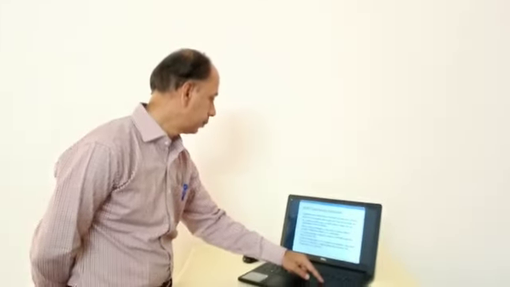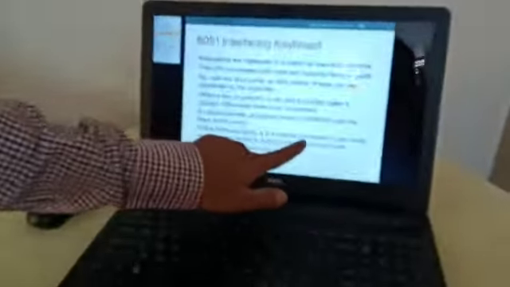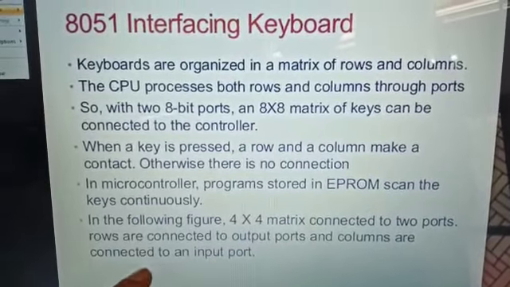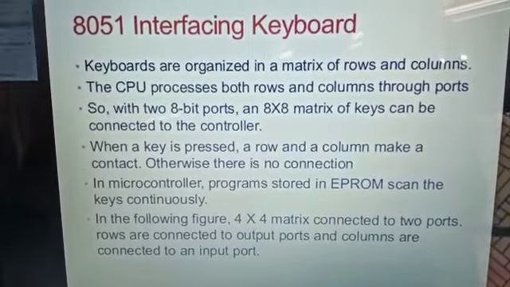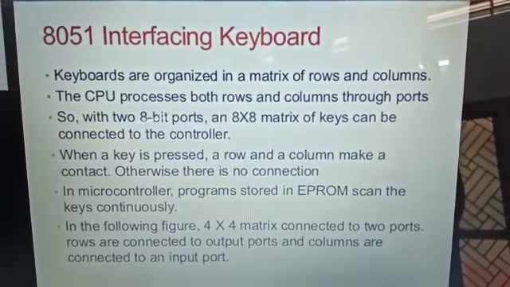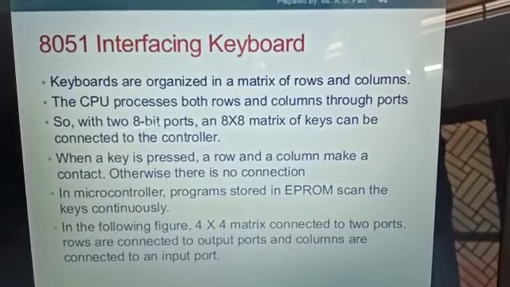So this is a keyboard 4 cross 4 matrix. The keyboards are organized in a matrix, and you already know this matrix form. The CPU processes both rows and columns through ports, so with two 8-bit ports we get 8 cross 8, and we can also consider a 4 cross 4 matrix connected to 2 ports. Rows are connected to output ports and columns are connected to input ports. So this is the procedure of connecting the keyboard interface with the 8051 microcontroller.